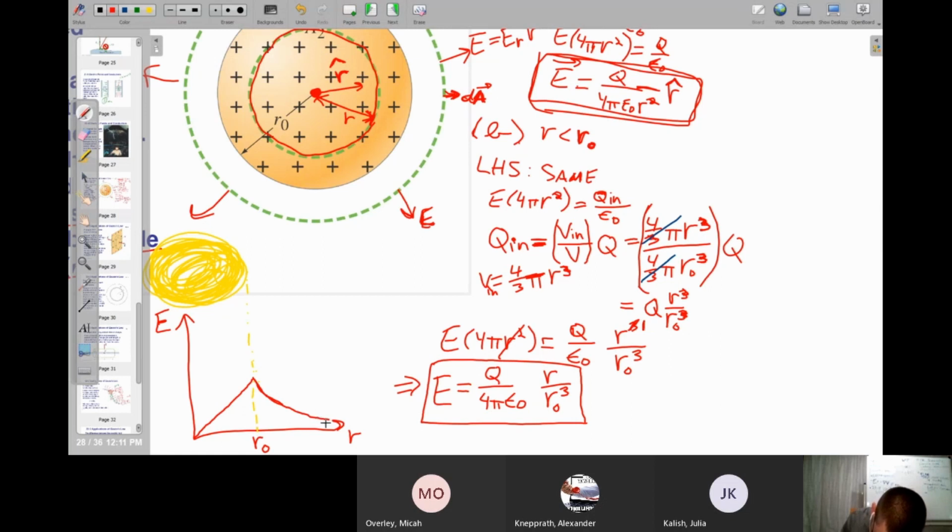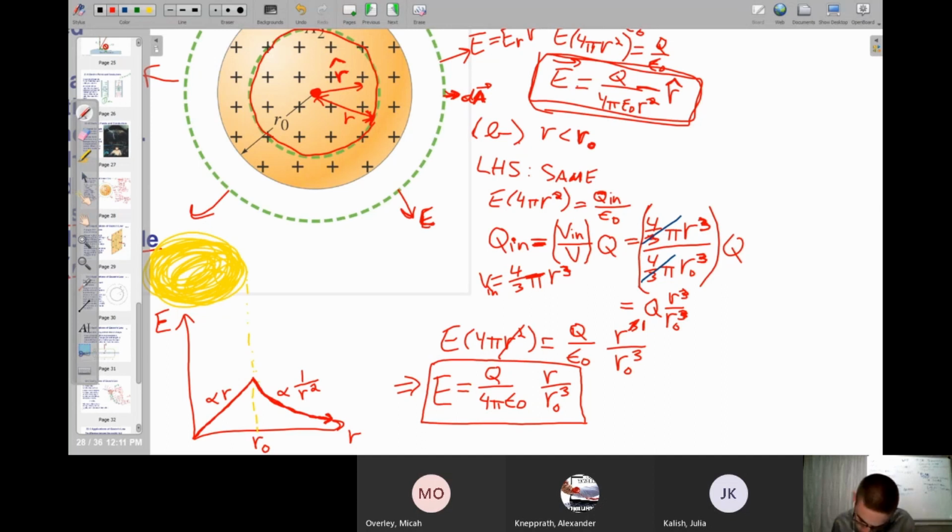The same way that it drops off from a point charge, the same way that it drops off from a conductive shell of charge Q once we're in the exterior regime. So here it would be proportional to R, and here it would be proportional to 1 over R squared. That's the example problem that I wanted to do for you.